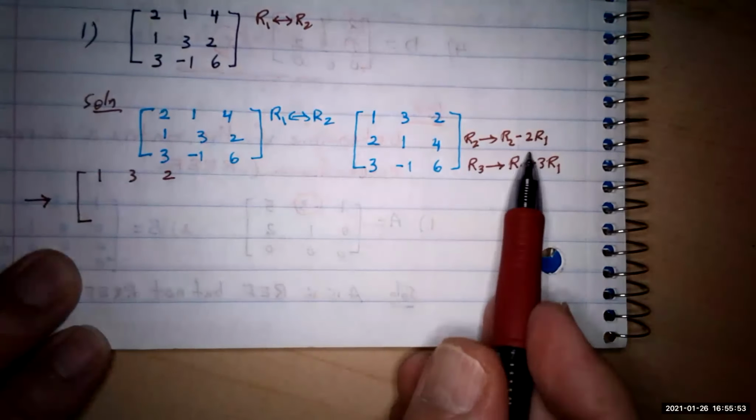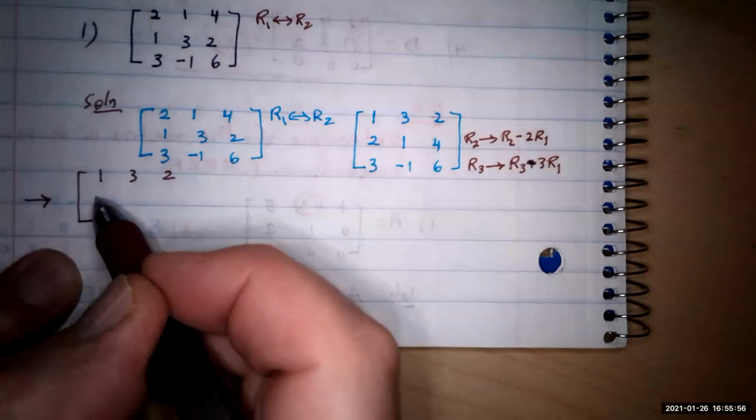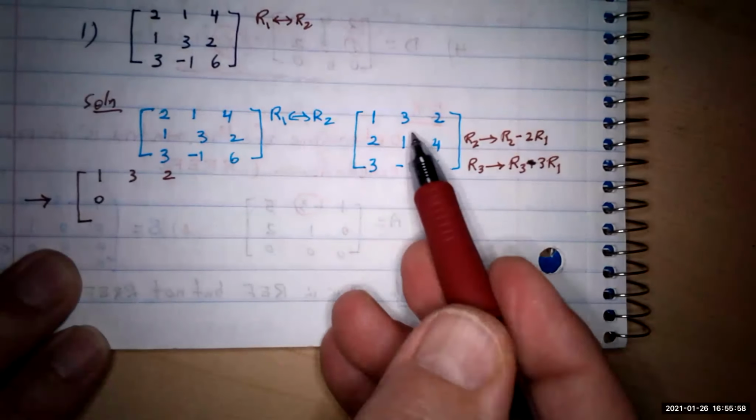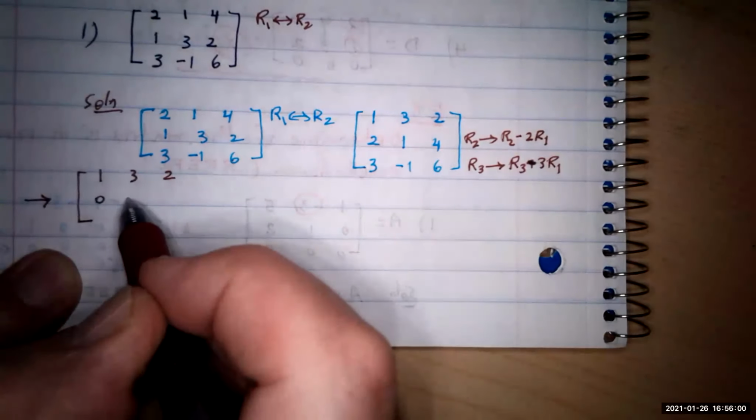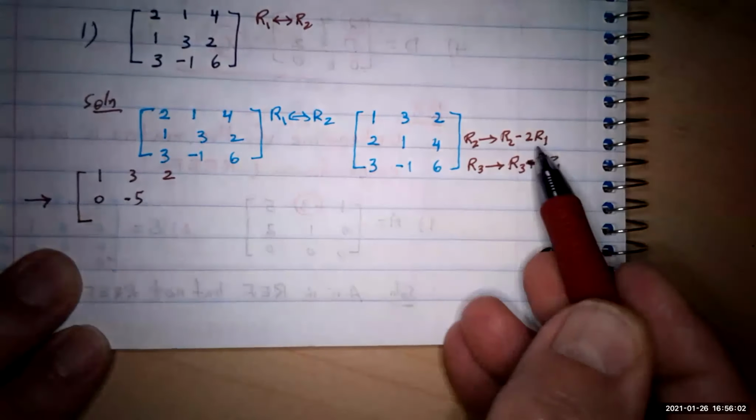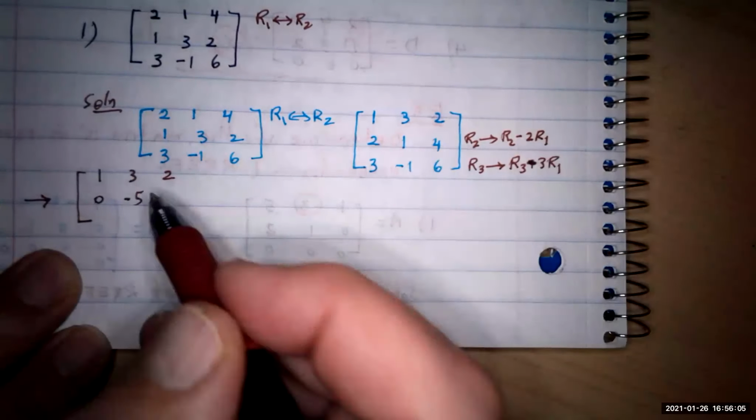Now add R2, R2 minus 2R1, so that gives you 0. Okay, 2R1, it's going to be negative 6, so that gives a negative 5. Okay, 2R1, it's going to be negative 4, and the positive 4 would be 0.